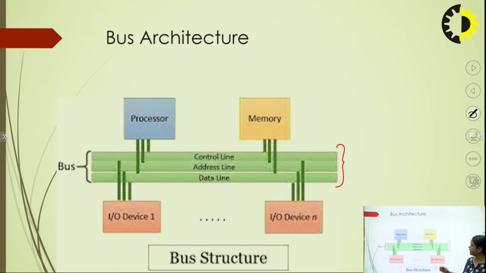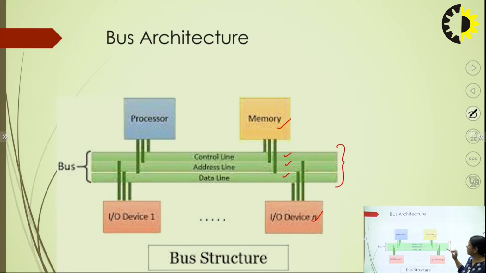We can see here, this is the bus: common path, control line, address line and data lines. This is the common path, and all devices like input devices, memory, processor and different devices are connected with this common communication path. You can see here, at a time only one can, because this is the shared medium, that's why only one device can send the data on the buses.